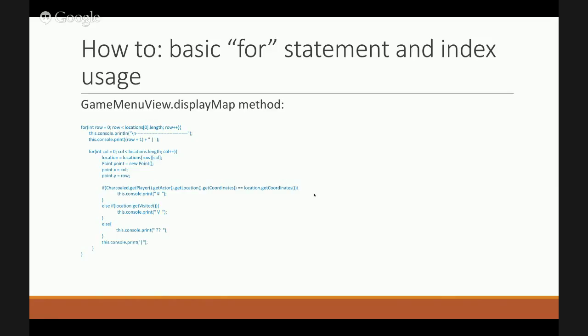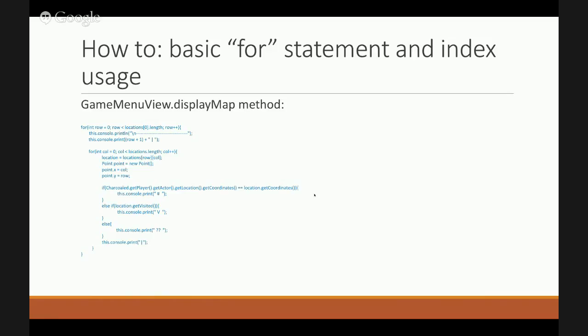In this case, the for loop goes to the first position of the array, which is within the row of the array, and within that row, it goes through the second for loop, which goes through each column of the array. It looks at the content of the location object, gets the location object, and then it prints a symbol based on the condition in the first if.